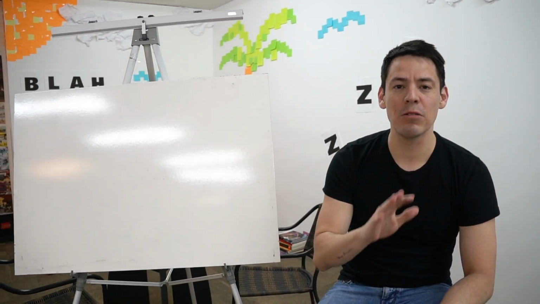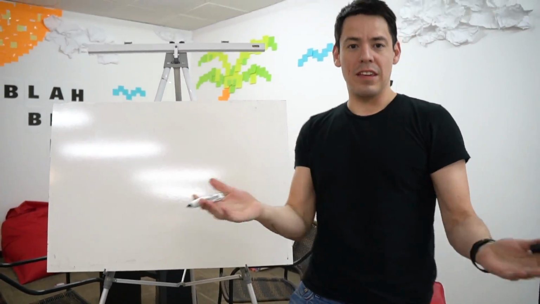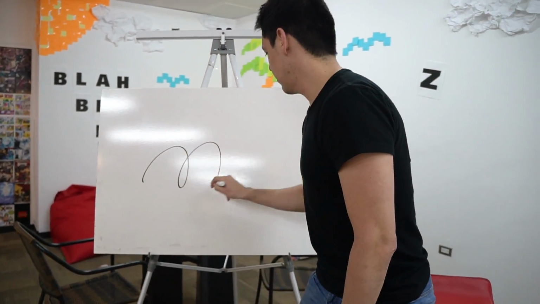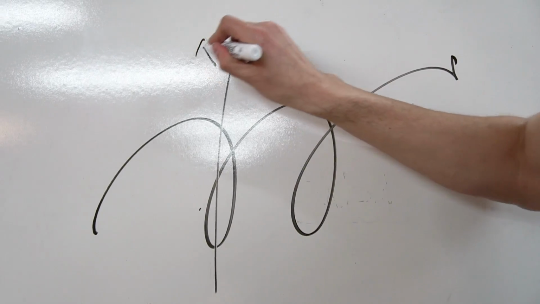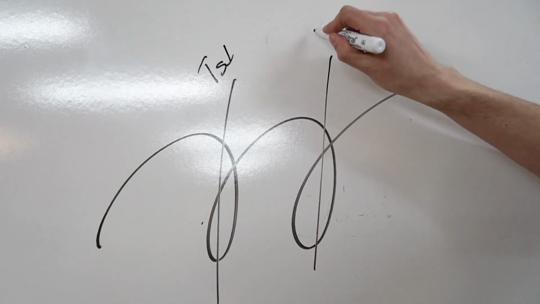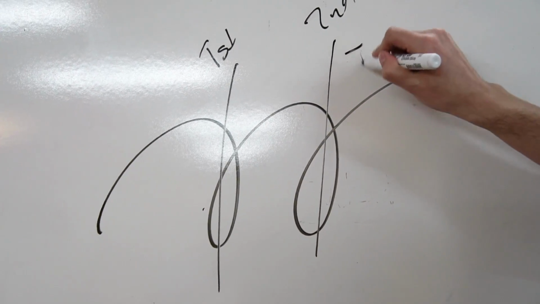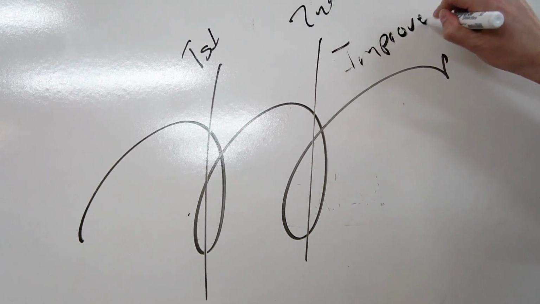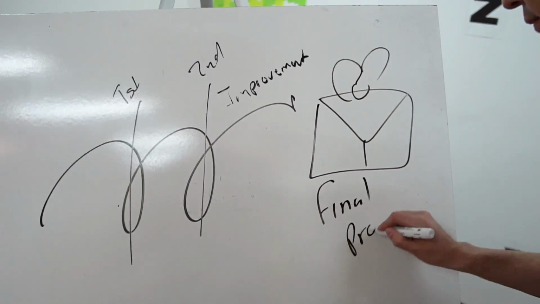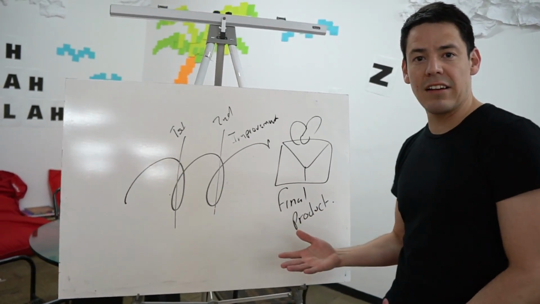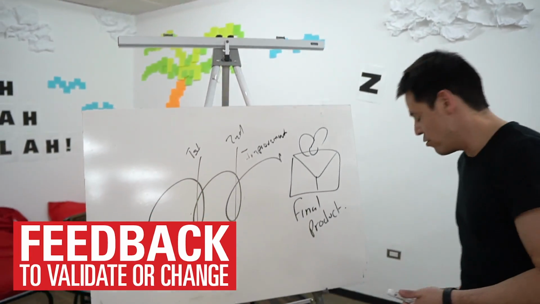UX design, it's about iterations. It happens during each cycle of the thing that you are designing. Each iteration, it's a UX cycle. Here you have the first, then you have the second. And each of these, it's an improvement of your final product. The threshold between each cycle is feedback, when you validate or change your product.